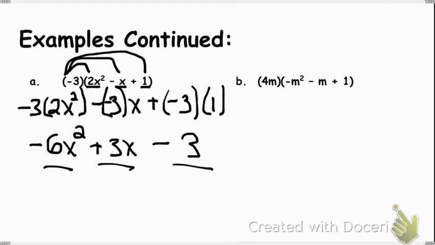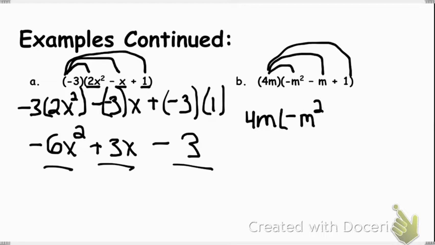For example B, we're going to distribute it in to each term. So I've got 4m multiplied by negative m squared, minus, keeping the signs, 4m times m, and then plus, we've got 4m times 1, and anything times 1 is just going to be left as 4m.